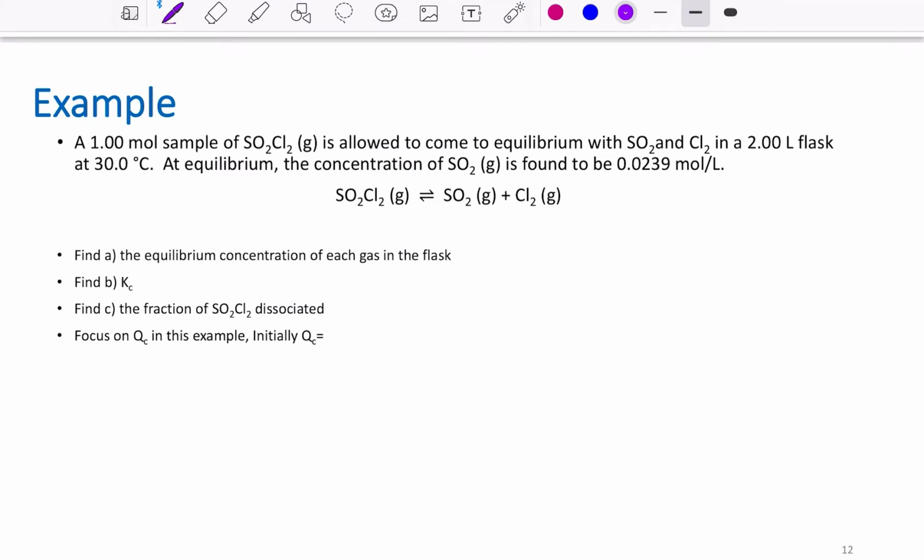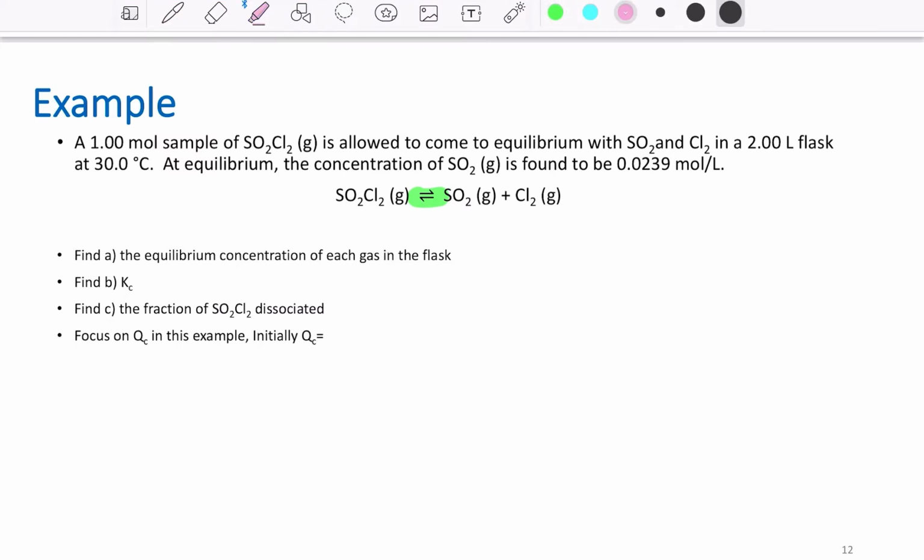Let's say I have a 1 mole sample of SO2Cl2 gas, and it's allowed to come to an equilibrium with SO2 and Cl2 in a 2-liter flask at 30 degrees C. At equilibrium, the concentration of SO2 gas was found to be 0.0239 moles per liter. And then it gives me the reaction, SO2Cl2 in equilibrium, remember these are equilibrium arrows, forming SO2 gas and Cl2 gas. And it's 1 mole, 1 mole, 1 mole across the board. So first, find the equilibrium concentration of each gas in the flask.